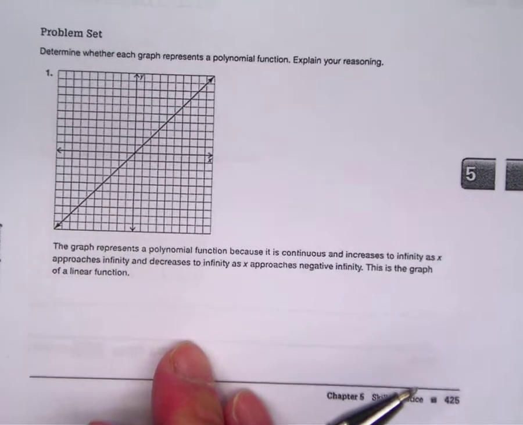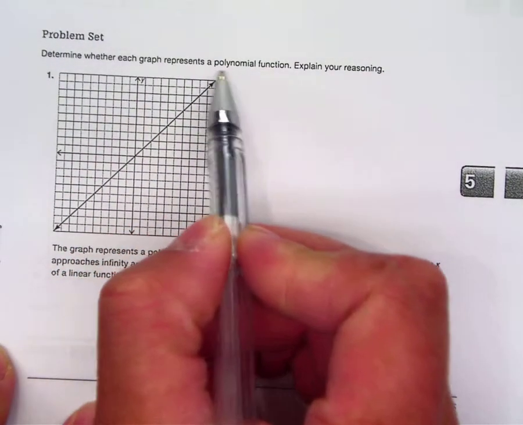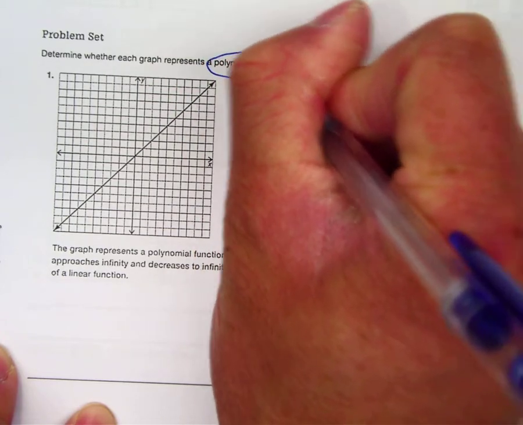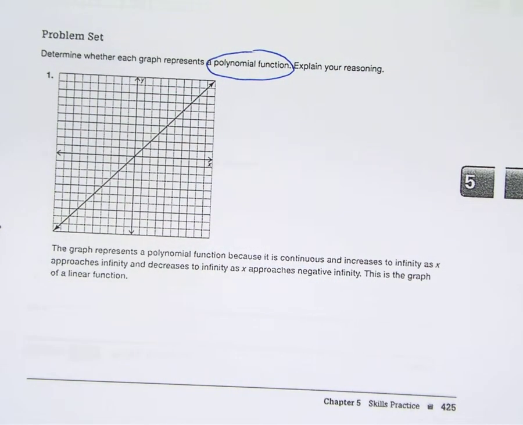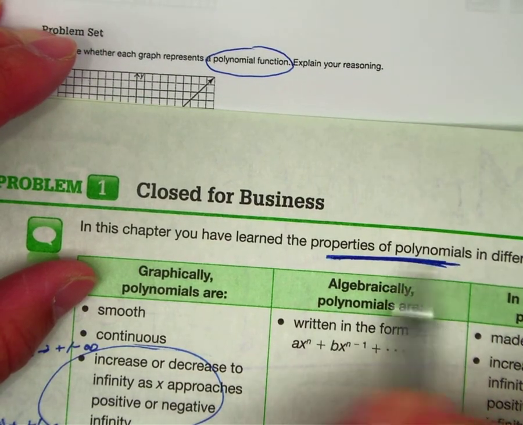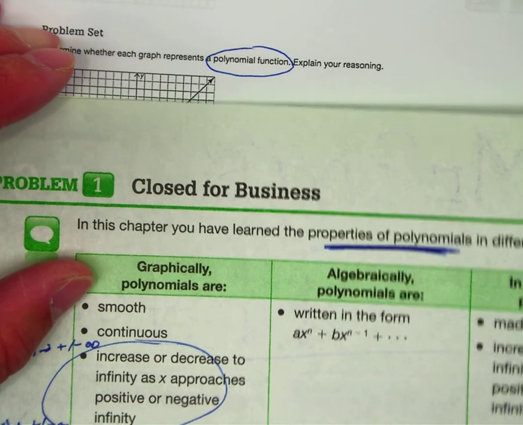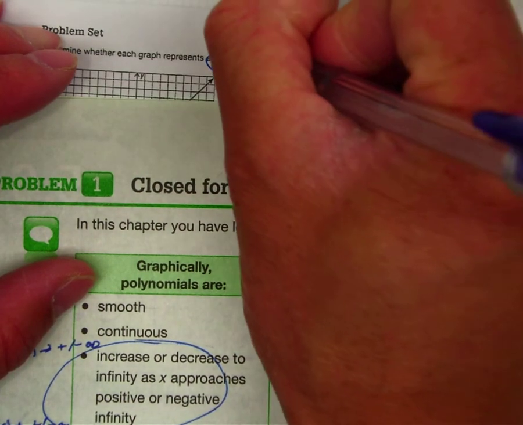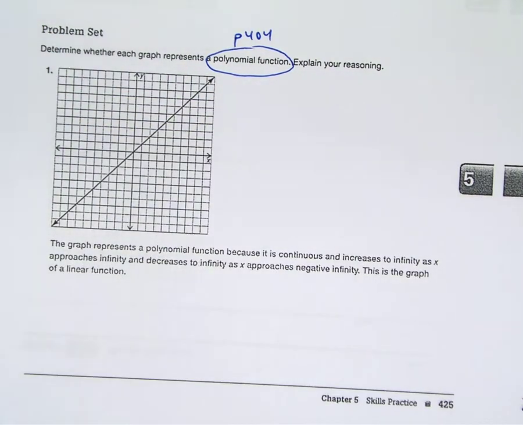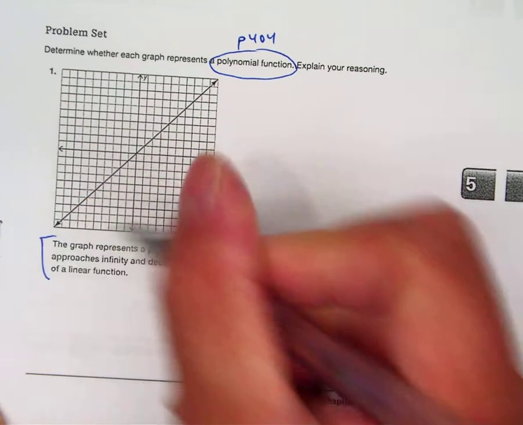Question number 1. Determine whether each graph represents a polynomial function or not. Explain reasoning. So here, a polynomial function, you can look back at your packet on page 404. 404 tells you all the properties of a polynomial. So on page 404, it's helping you. For example, in this one, although it tells you the answer, let me explain it.